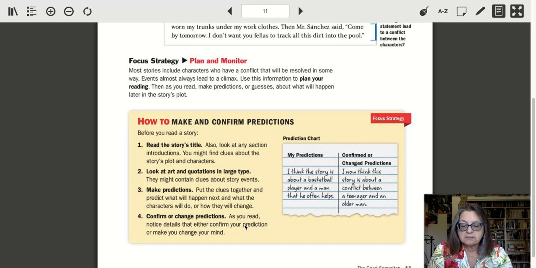As you read, notice details that either confirm your prediction, yep, I was right, or make you change your mind. Oh, this happened. Well, I don't think that's going to happen anymore. So you can do this on a piece of paper just to get started and get into the habit of doing this then naturally in your head as you read a story. So let's move on.